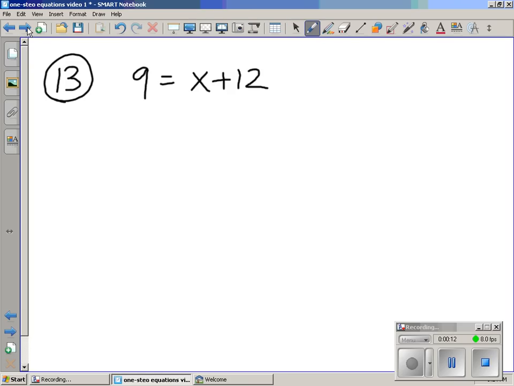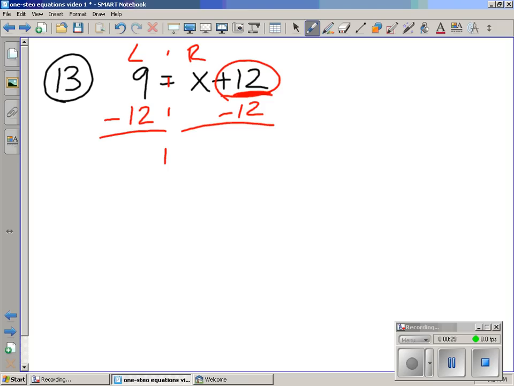The next problem we're looking at, the x is on the right side of the equal sign, and the 12 is the problem number. The x and the 12 are separated by addition. The sign in front of the 12 is an addition sign, so the inverse operation is subtraction. So we subtract 12 from each side. I like to work left to right if you haven't noticed. It keeps everything nice and neat. I make sure I bring each piece down.